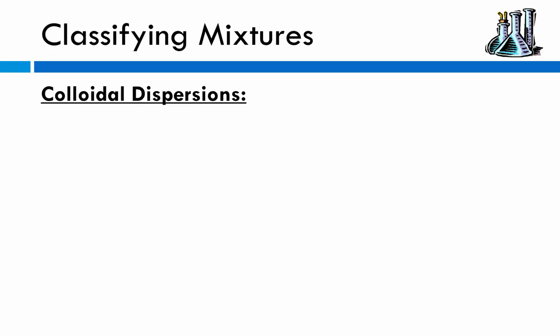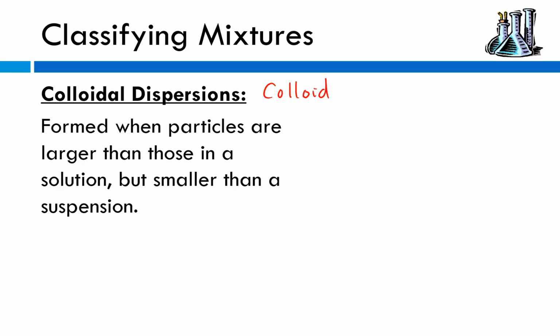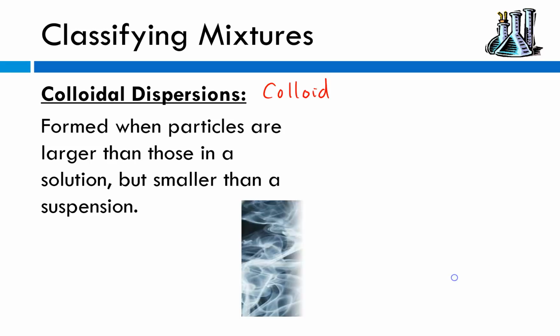And the last type of mixture I want to talk about is a colloidal dispersion, sometimes just called a colloid. You'll hear them called both. Don't be confused. They're exactly the same thing. Colloids are kind of medium-sized particles. The particles are too big to be considered a solution, but they're too small to be a suspension. These are particles that are going to be able to stay distributed homogeneously through the solvent.